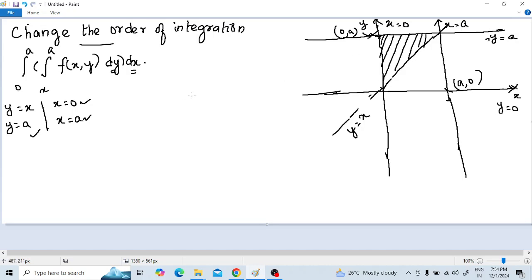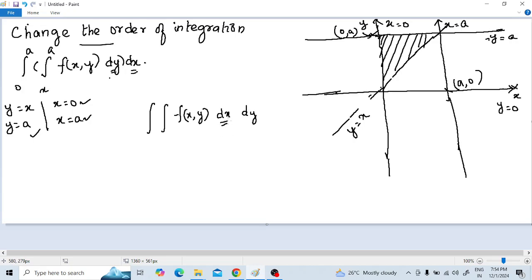Now what is the question? Change the order of integration. Order of integration in the sense, here it is y and x. I need to change x and y. So I need to find out the limits. So here I need dx and dy. In this way I need to write. So the function is f of x comma y, and the inner integral is x.